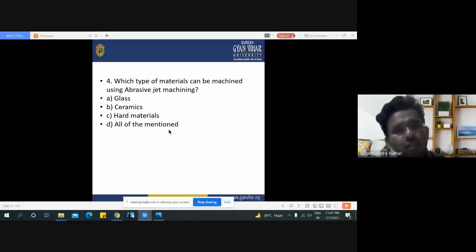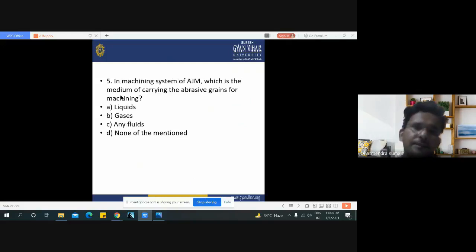Now the fourth question is, which type of materials can be machined using abrasive jet machining? We have seen in the previous slide that we can machine softer material, and hard or harder material can also be machined through the abrasive jet machining process. So we can say that glass, ceramics, and hard materials, all of the mentioned materials, are easily machined with the abrasive jet machining process.